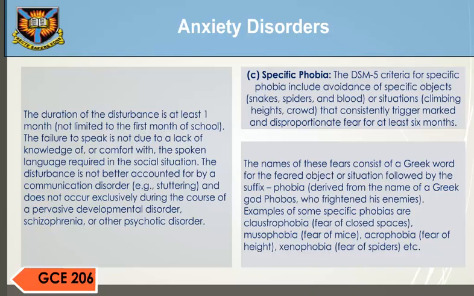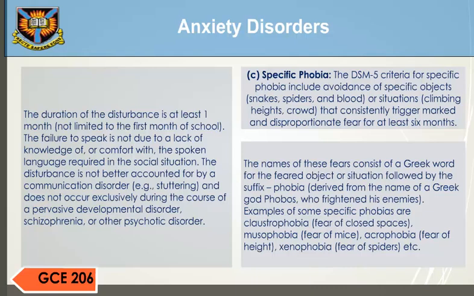C. Specific phobia. The DSM-5 criteria for specific phobia include avoidance of specific objects, snakes, spiders, and blood, or situations, climbing heights, crowds, that consistently trigger marked and disproportionate fear for at least 6 months.